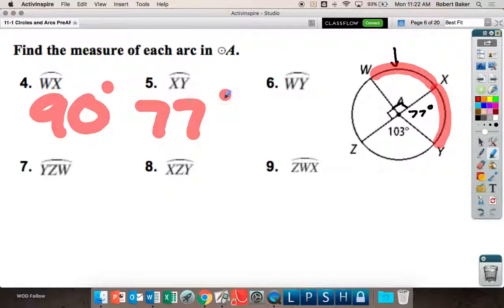Oh wait. No. So 2 options here. Blake says arc WY is 193, but he's absolutely incorrect. Why, Blake? Because there's not a middle letter, you don't know which one. It's a minor arc. It has to be the smallest distance. It has to be less than 180. So arc WY is a baby arc. 90 plus 77.